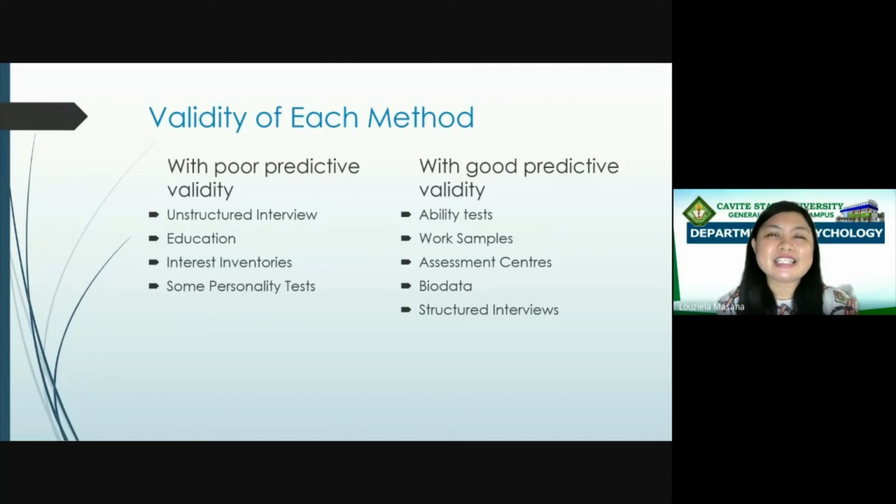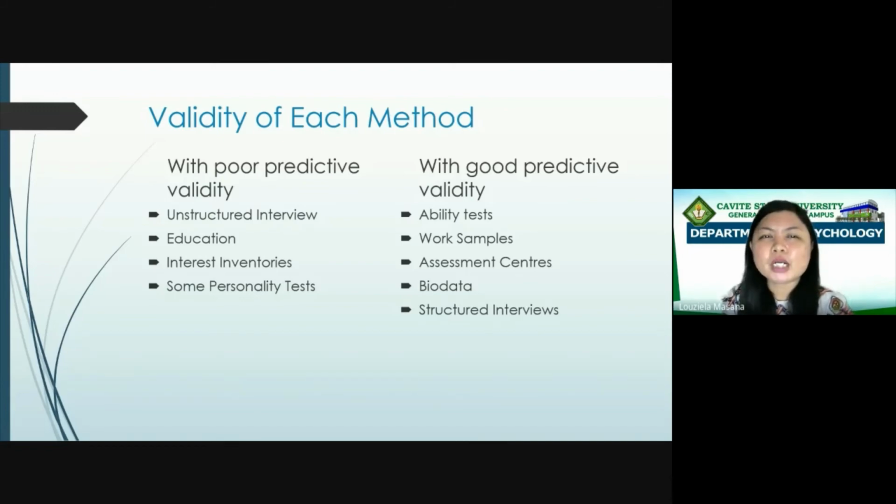If we look at the validity, poor daw ang predictive validity ng unstructured interview, education, interest inventories, and some personality tests. And ang mas maganda na gamitin daw natin for selection are the ability tests, work samples, assessment centers, biodata, and structured interviews to determine whether the persons will perform well on a job that they are applying for.